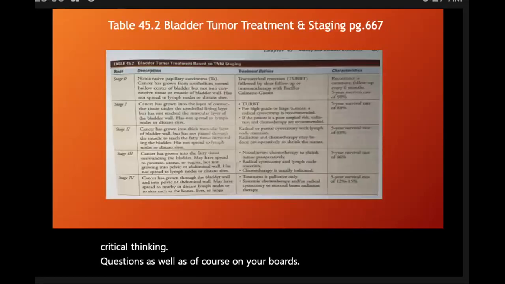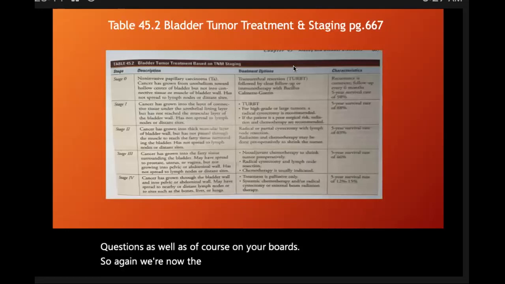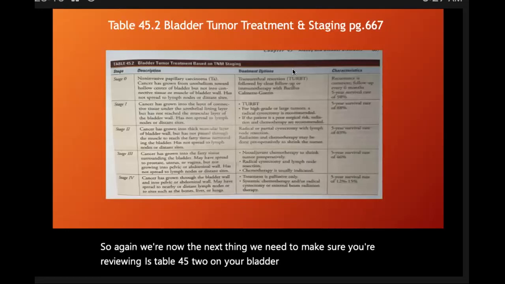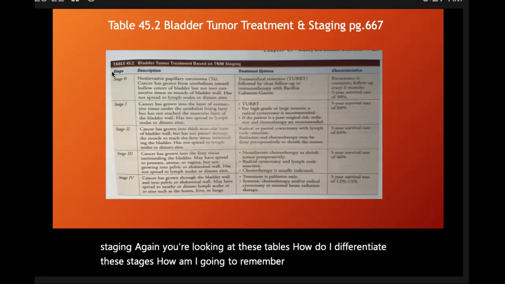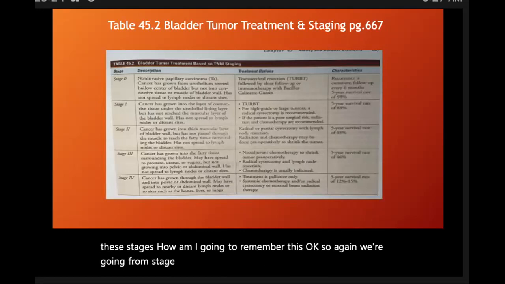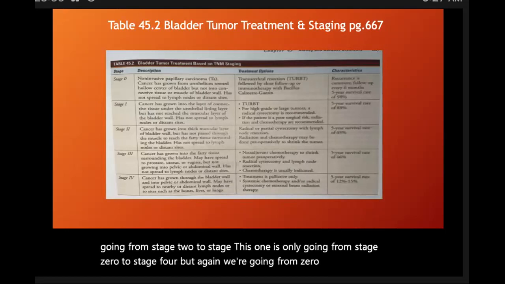So again, the next thing we need to make sure you're reviewing is table 45.2 on your bladder tumor treatment and staging. Again, you're looking at these tables. How do I differentiate these stages? How am I going to remember this? This one is only going from stage 0 to stage 4, and I'm looking at my description.